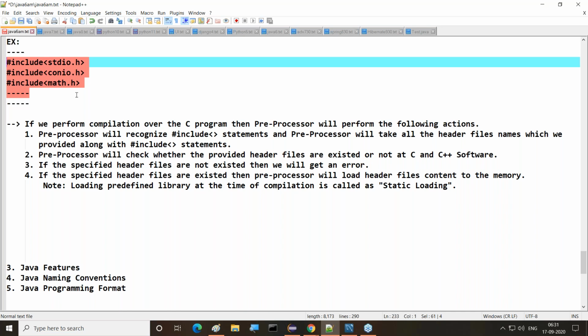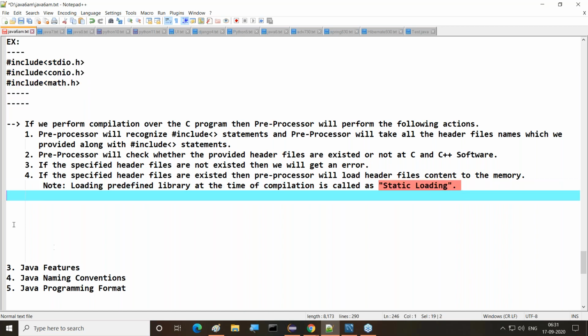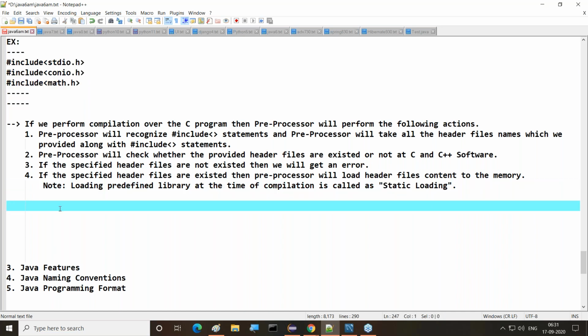This is a simple question and simple point that I'm telling you. So loading the predefined library to the memory at the time of compilation is called static loading. That loading part is called what? Static loading. Okay, good. This is when we go for compilation.